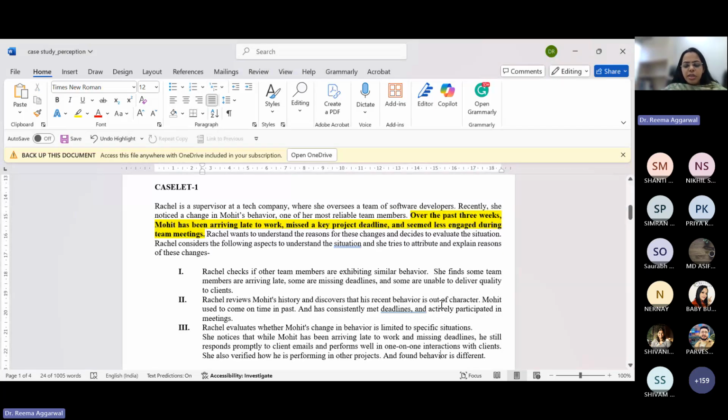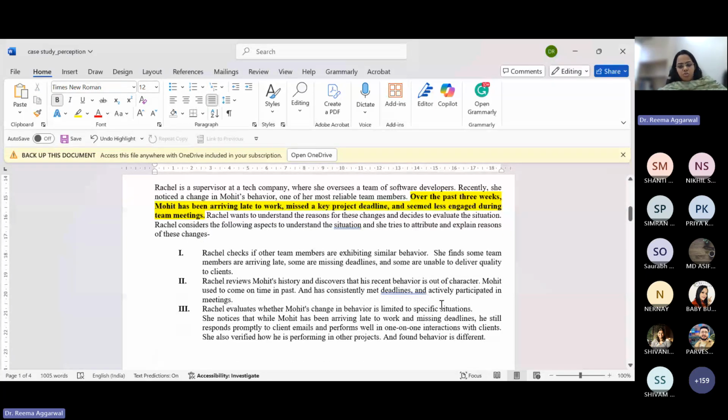Third point is related to distinctiveness. Is it high or low? It is high. Because Rachel evaluates whether Mohit's change in behavior is limited to a specific situation or it is different.